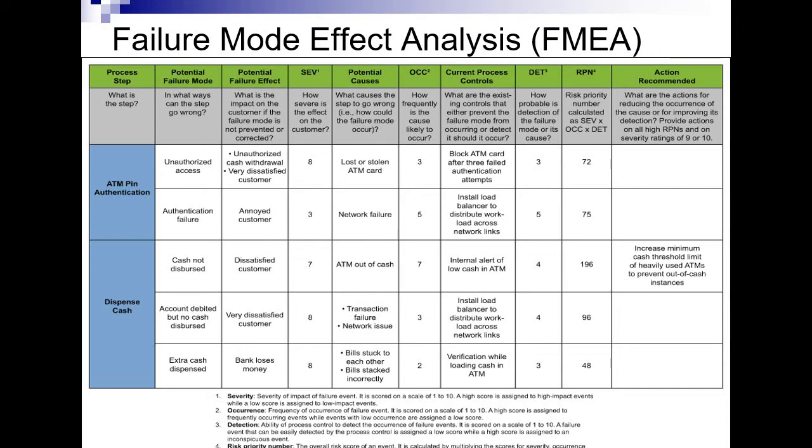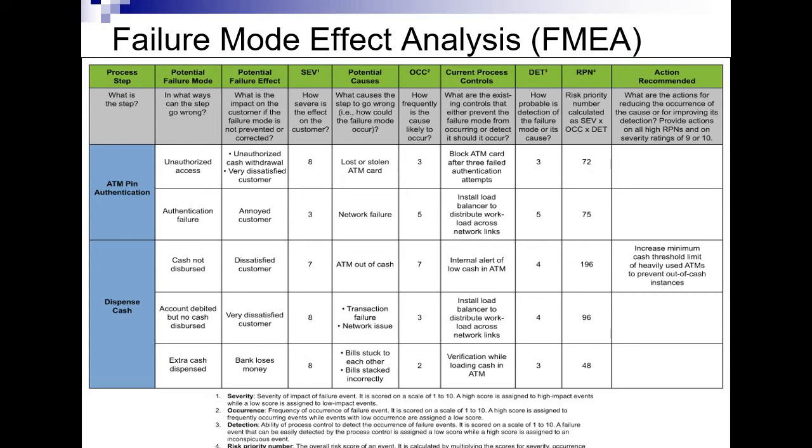So you'll see that the table is divided into 9 columns. So process step, potential failure mode, potential failure effect, then the severity, the potential causes of that severity, the occurrences, then current process controls, you have the detection, then the risk priority number, which is calculated as the product of severity into occurrence into detection, and then the actions that are recommended to overcome that.